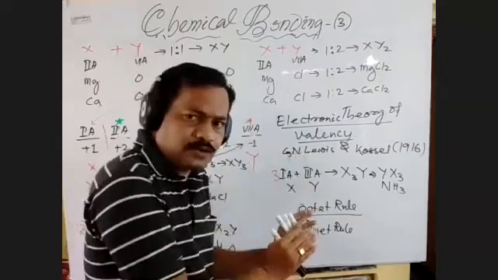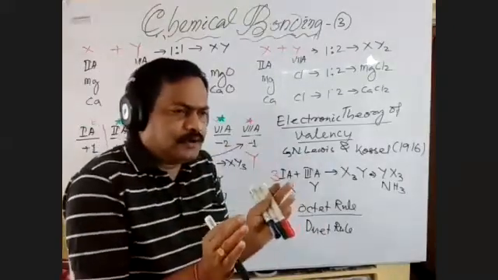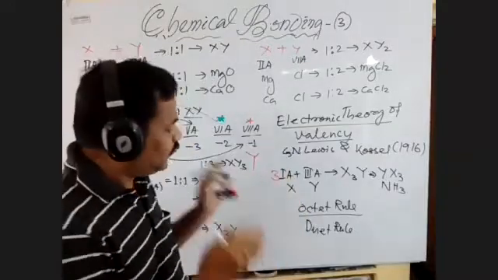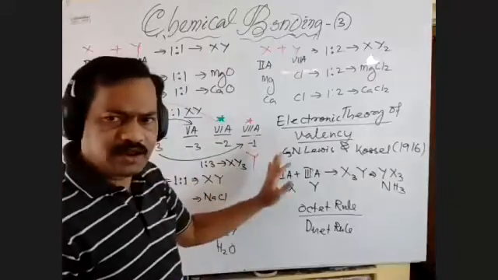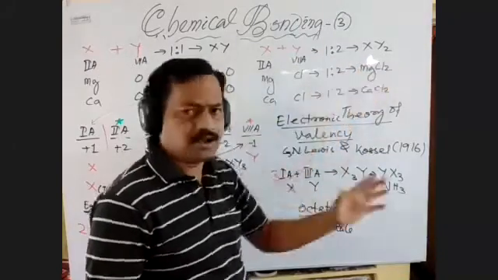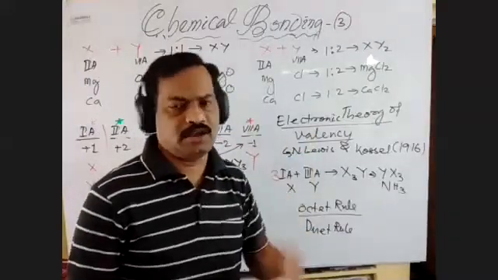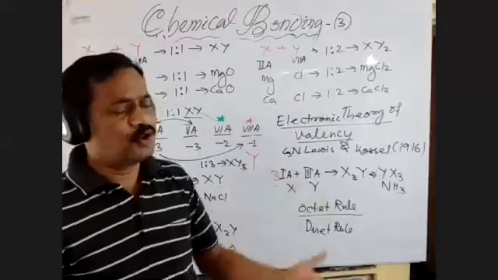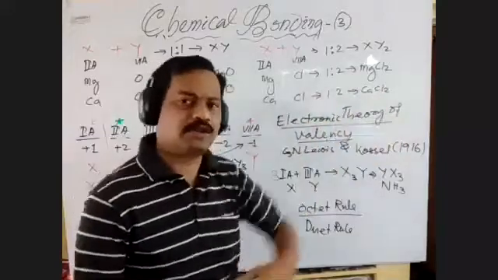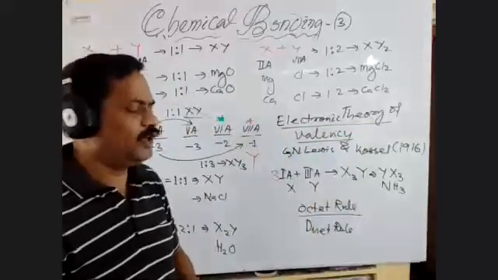From this octet rule, a different type of combination came, which we call ionic bond formation. Here this chemical rearrangement of the electrons, which is holding the two atoms together by means of an electrostatic force of attraction, we call a chemical bond. So a chemical bond is nothing but a linkage, an electrostatic force of attraction holding the two atoms together. Later on, we are going to redefine chemical bonding again.